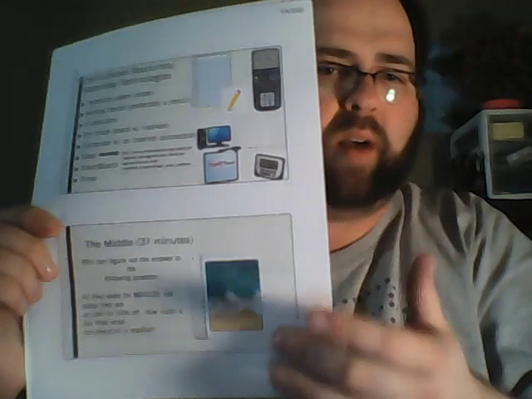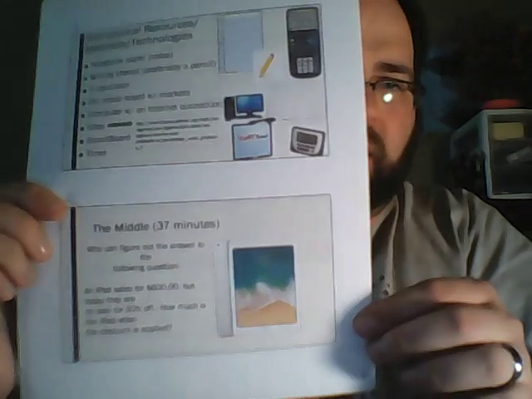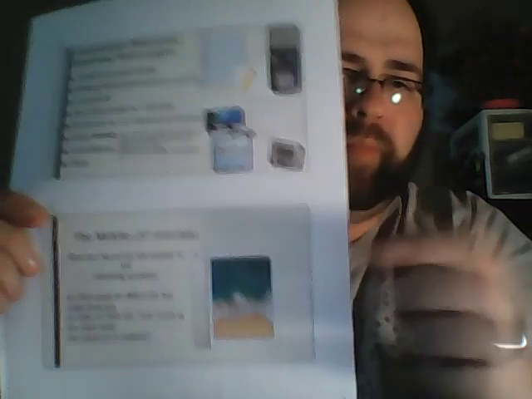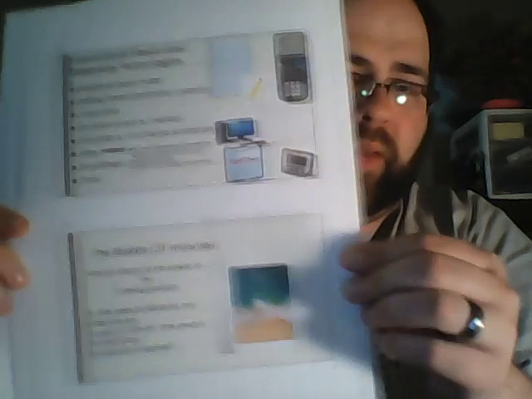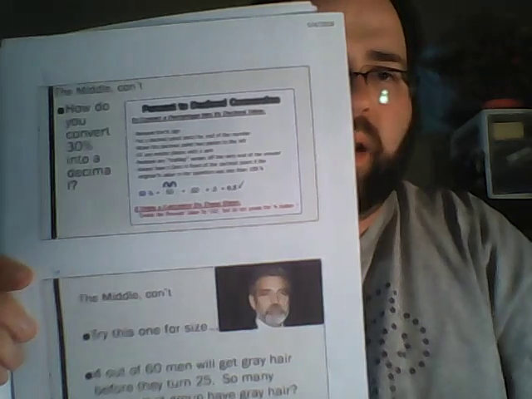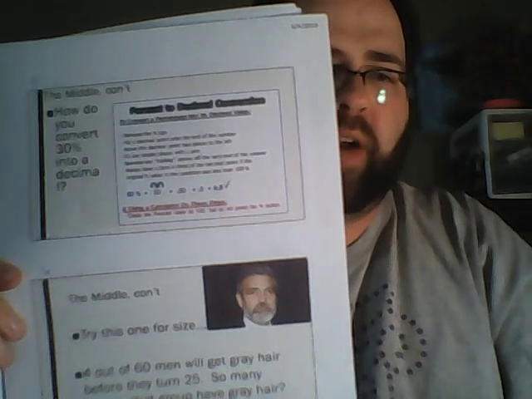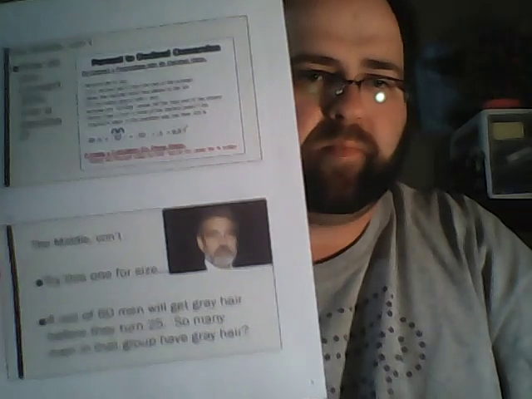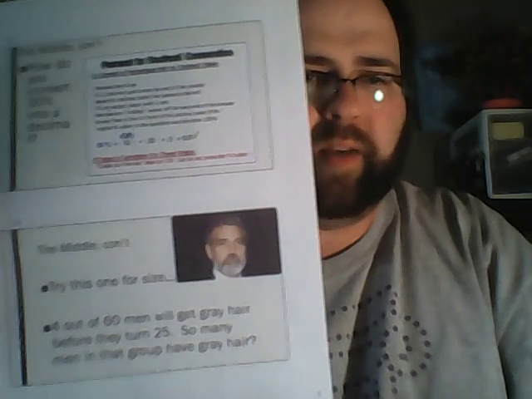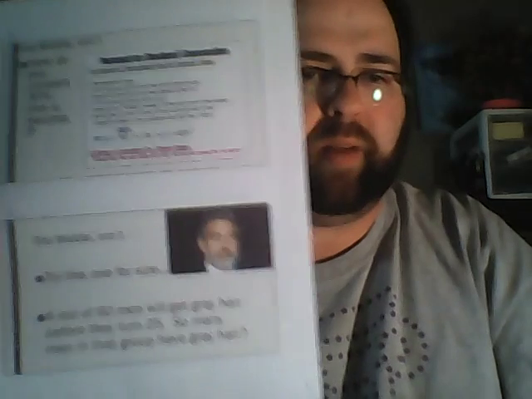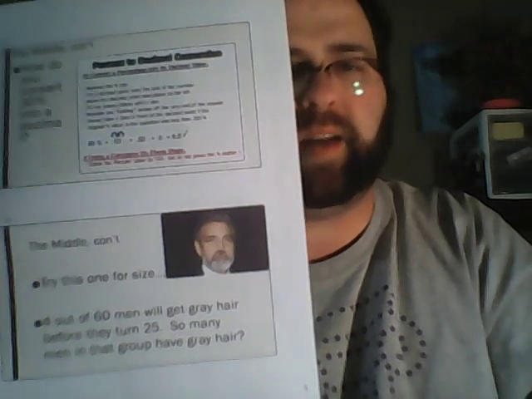Now this starts the middle. This starts the bulk of the lesson. So we start out with a problem that we work together. This one involves an iPad and it getting a discount. This is how to convert a percent into a decimal. They are shown that. And this one I thought was just a little bit funny. It involved George Clooney and gray hair. Students kind of get a kick out of that.